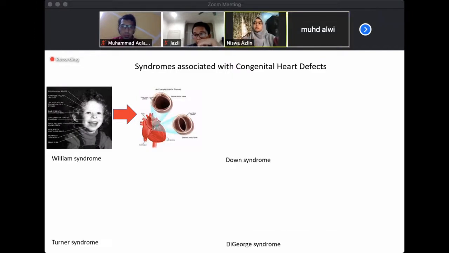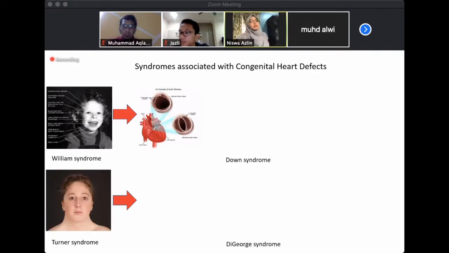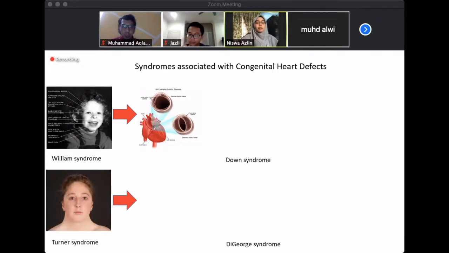Okay. Next, Jess. So the second syndrome I will talk about is Turner syndrome. So what is Turner syndrome? It is actually the absence of one set of genes from the short arm of one X chromosome, meaning that they only have one X.